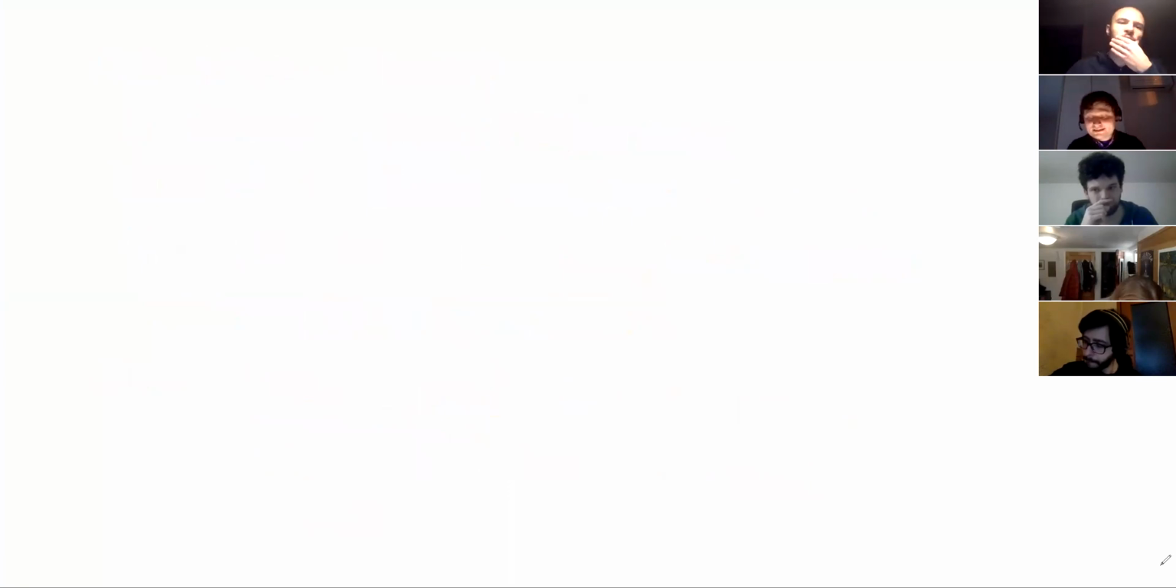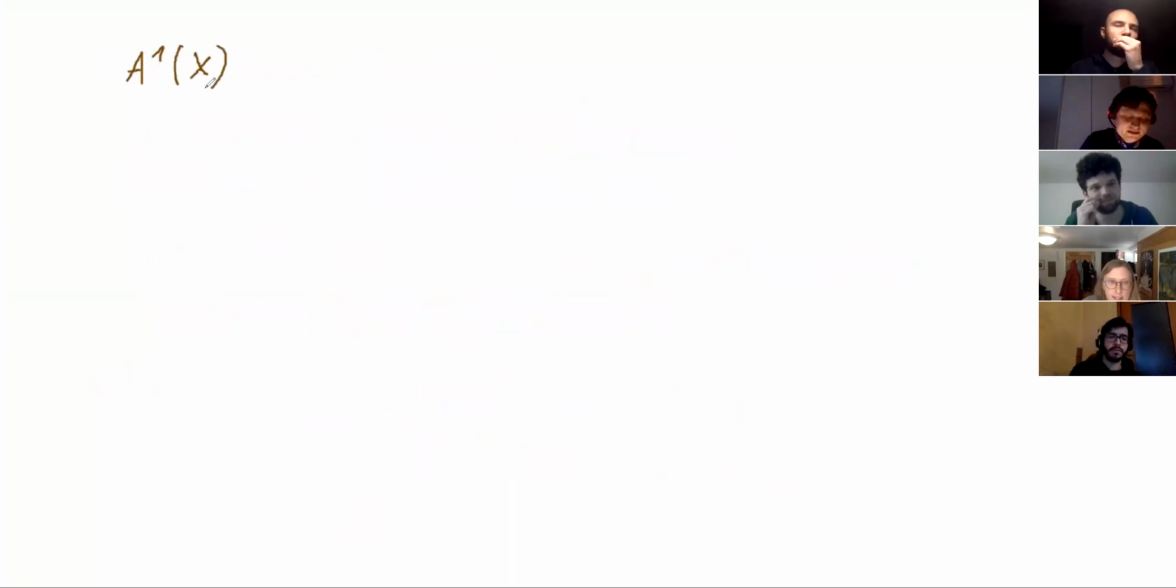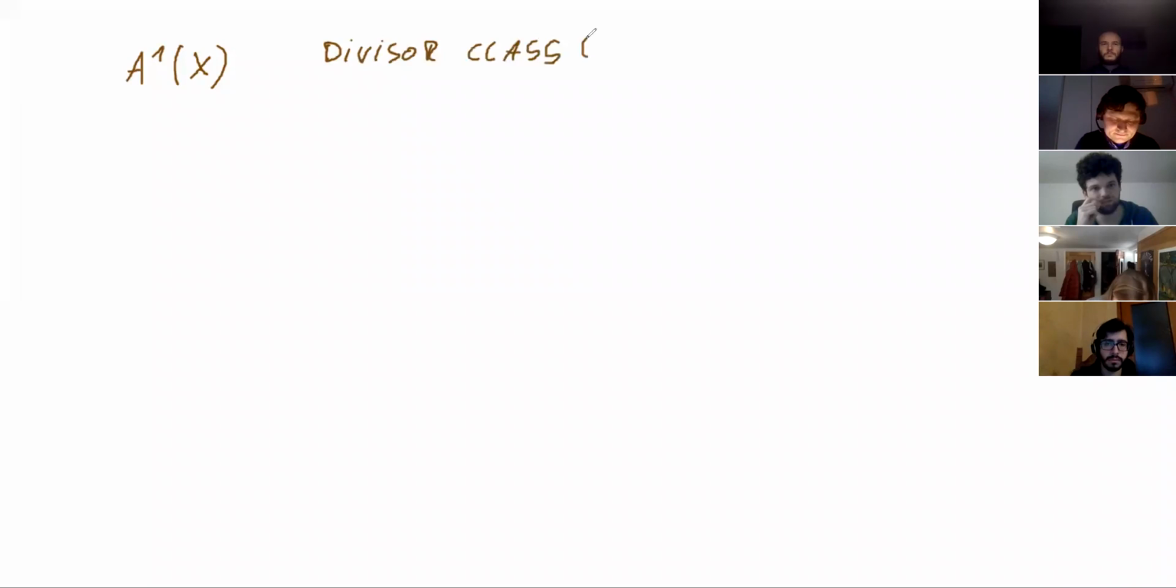Now, good news is that I already introduced now a lot of objects. So recall that I'm assuming that our variety is smooth. So this is also known as the group of divisors. So the divisor class group. If you heard those names, divisor class group or Picard group.